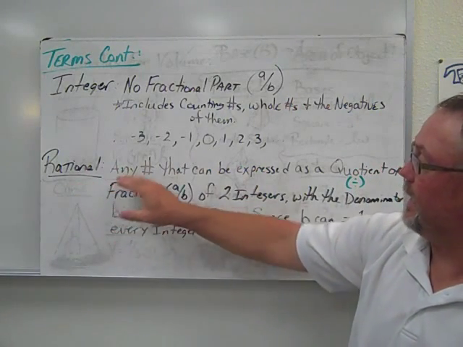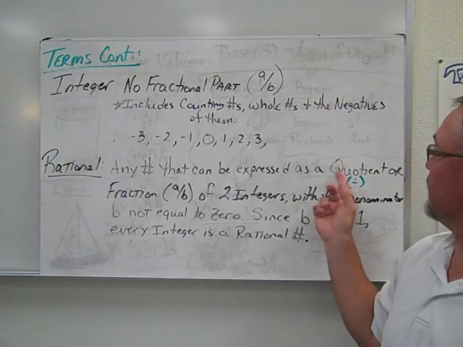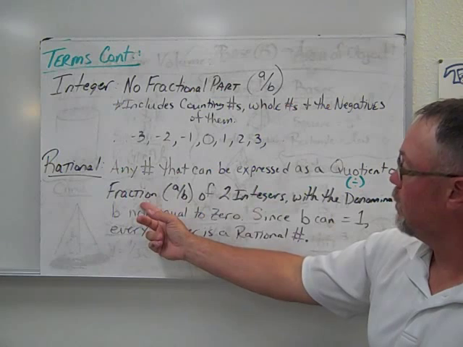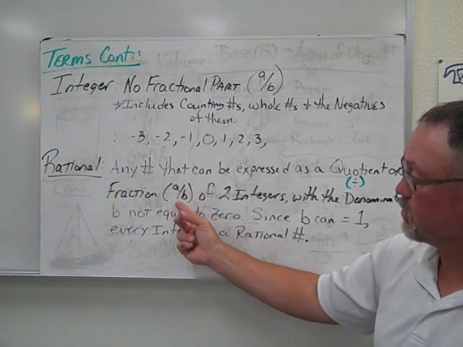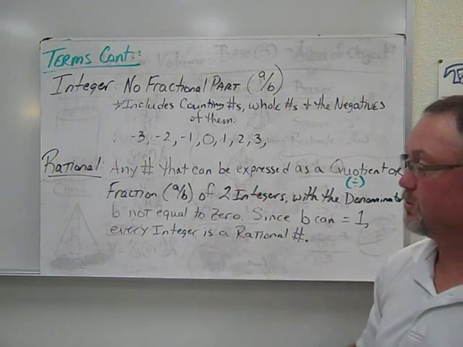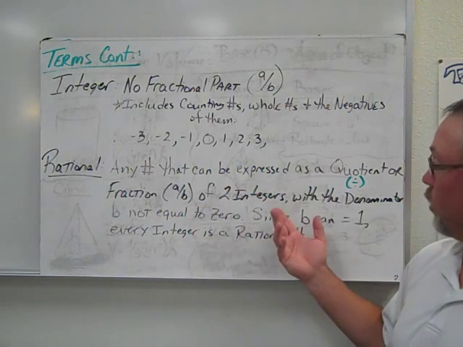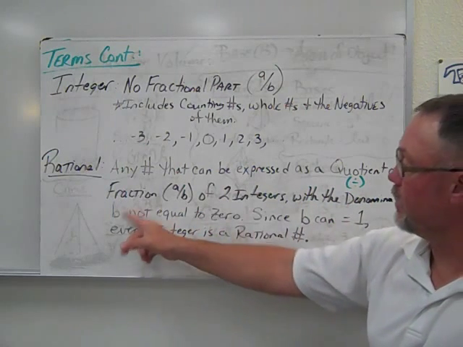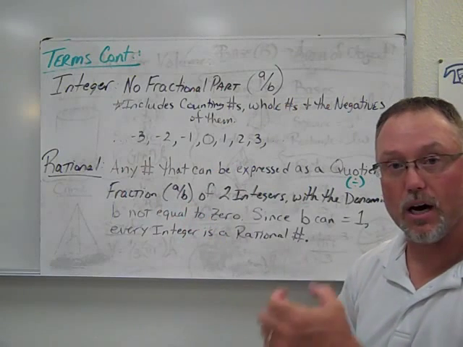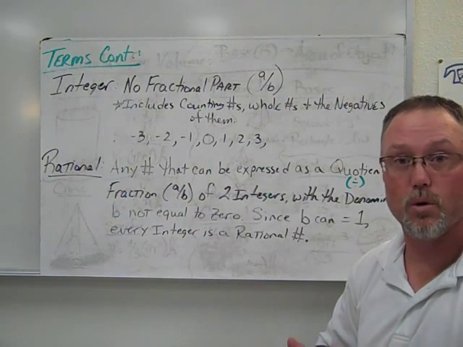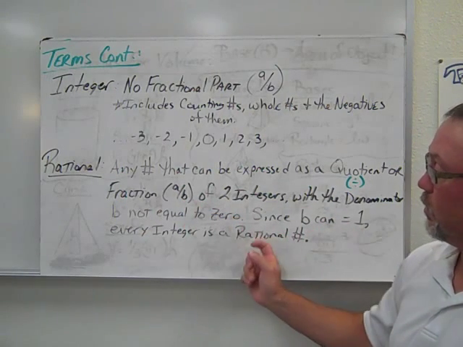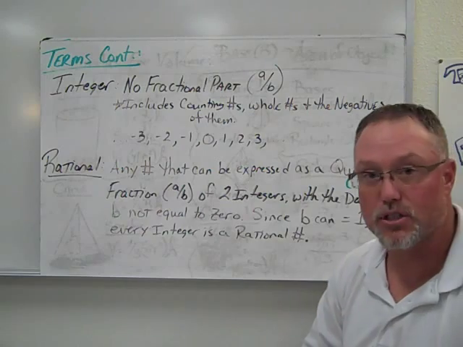Rational, any number that can be expressed as a quotient, which is division, or fraction, which also shows division. That little line there tells us division of two integers. So they could be positive or negative, or both, with the denominator b not equal to 0. You can never have a 0 at the denominator spot of your fraction. Since b can be 1 though, every integer is a rational number.